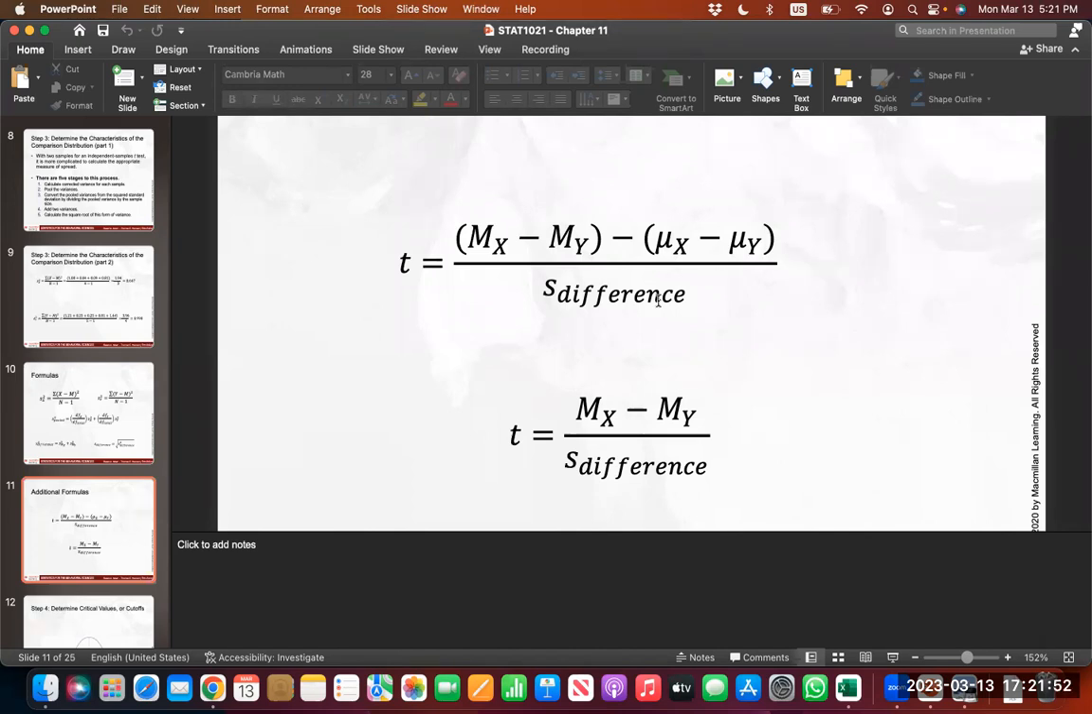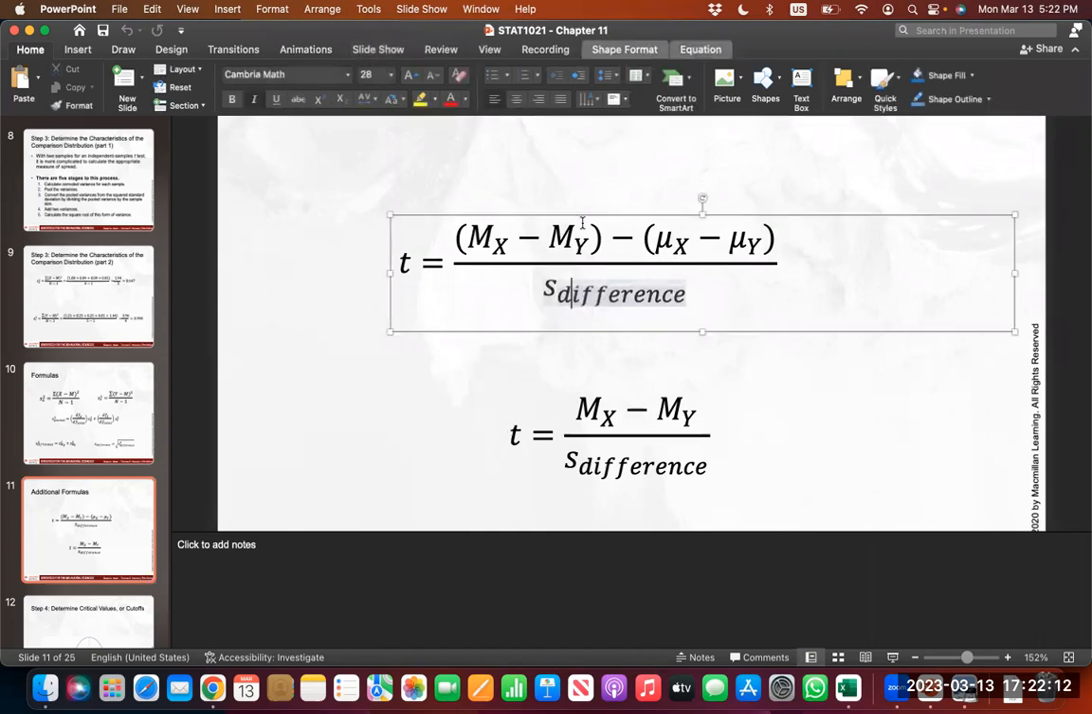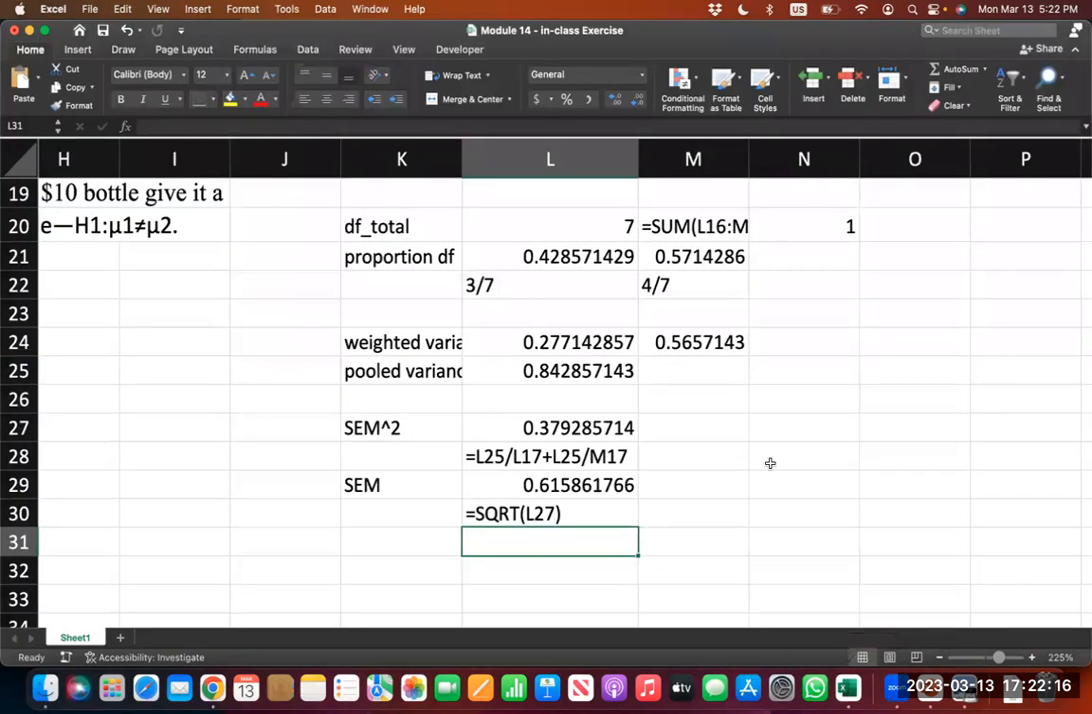That's how we conceptually approach it. If you have a hypothesized difference, you would subtract this hypothesized difference from mx minus my. But we don't. We use a null hypothesis of no difference, and this is the final formula that we're using. But nevertheless, I bring this one into the spreadsheet.